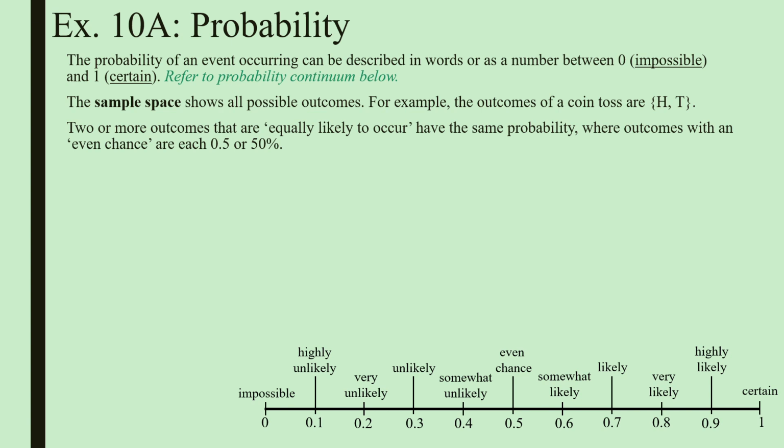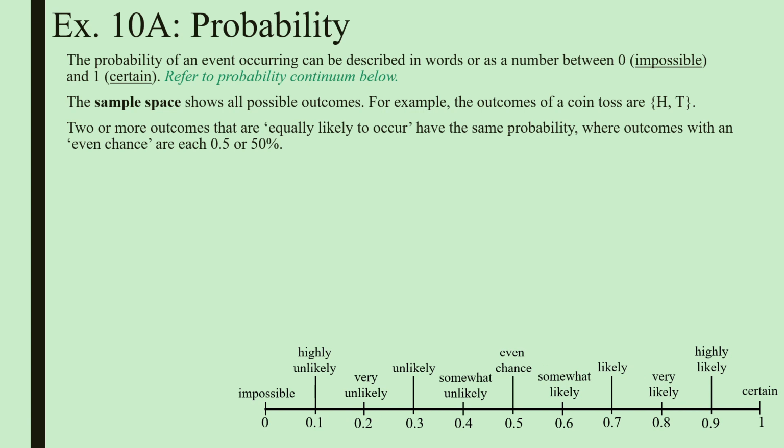So the probability of any event occurring can be described in words or as a number between 0 and 1, where 0 means it's impossible, it's never going to happen, there's absolutely no chance, okay? And 1 is certain, so it's definitely going to happen, all right? There is a probability continuum at the bottom of the screen now, where we can use the words that line up with each number to describe the probability of something happening, ranging from impossible to certain.